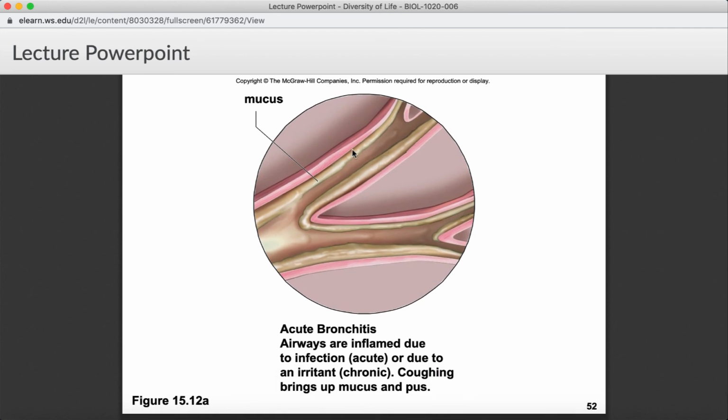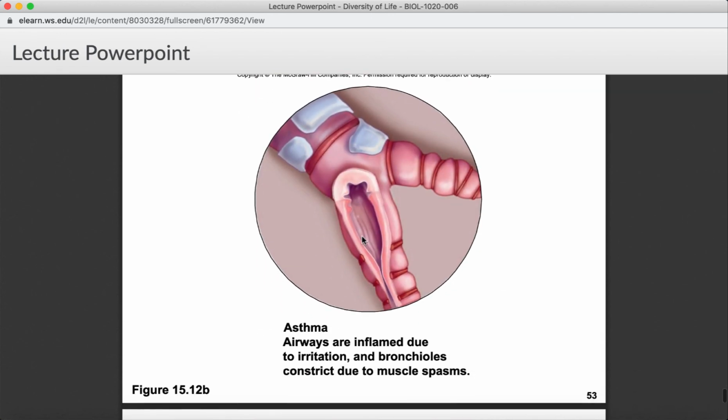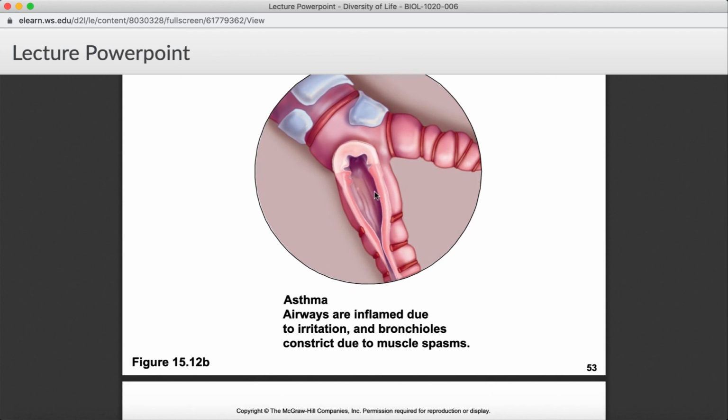This is the problem here with bronchitis. You get all this extra mucus constricting the airways. So the people, when they have bronchitis, they'll often get up in the morning and cough and hack and clear a bunch of mucus or pus out of their lungs in order to be able to breathe properly for the rest of the day. Asthma, on the other hand, you have this irritation from some irritant, and the bronchioles constrict due to muscle spasms, and that constriction causes a significant narrowing of your airways.